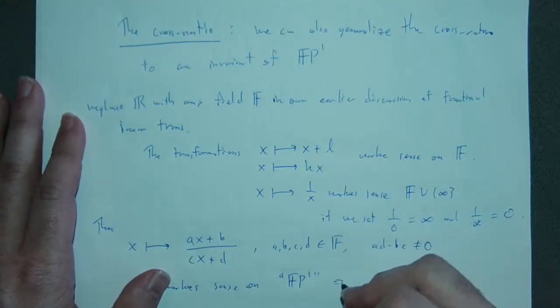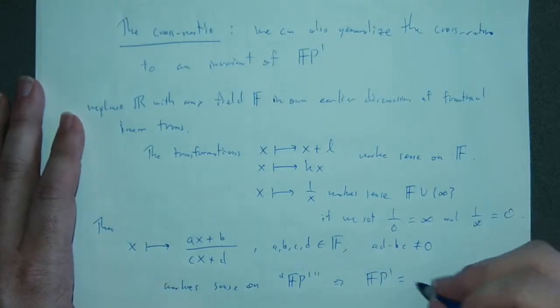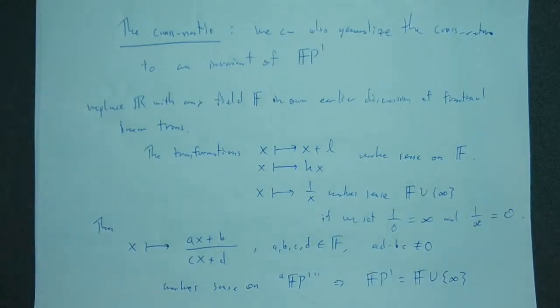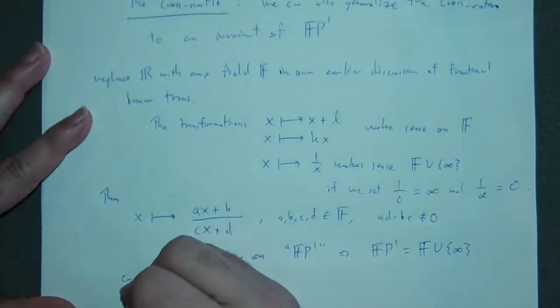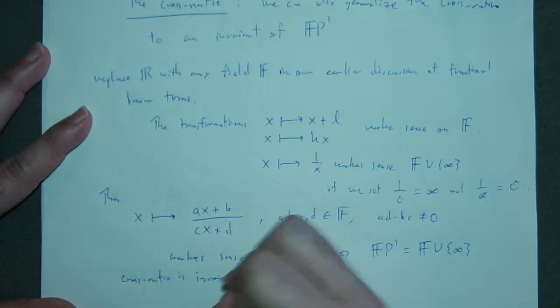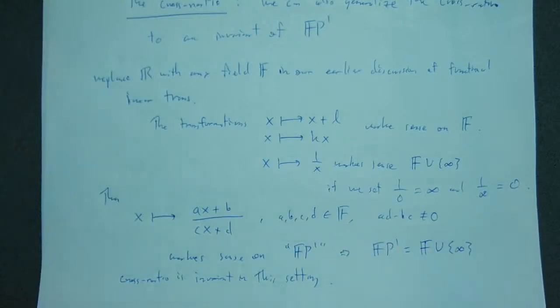All right, so FP1 is defined in the analogous way that we defined RP1, which is my extended field, F union infinity. The cross ratio is invariant in this setting. In fact, it has all the same properties, because algebraically the reasons why those things were true still hold in this more general setting. Okay, one more thing.